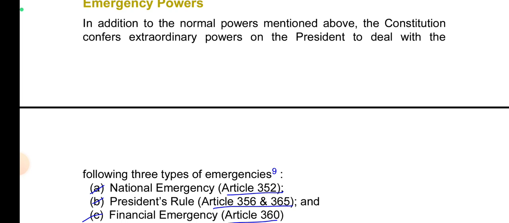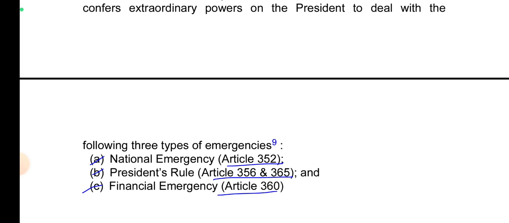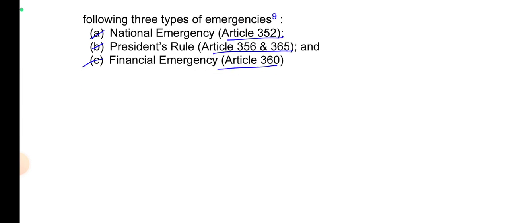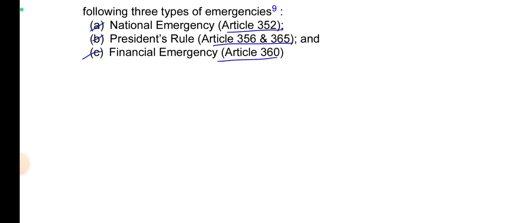Emergency powers. In addition to the normal powers mentioned above, the Constitution confers extraordinary powers on the President to deal with the following three types of emergencies: national emergency, Article 352; President's rule, Article 365 and 356; and financial emergency, Article 360.